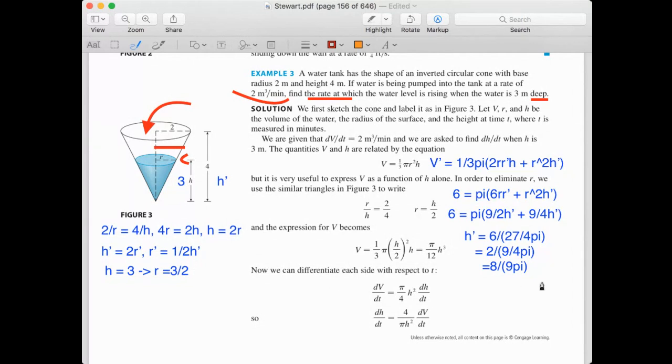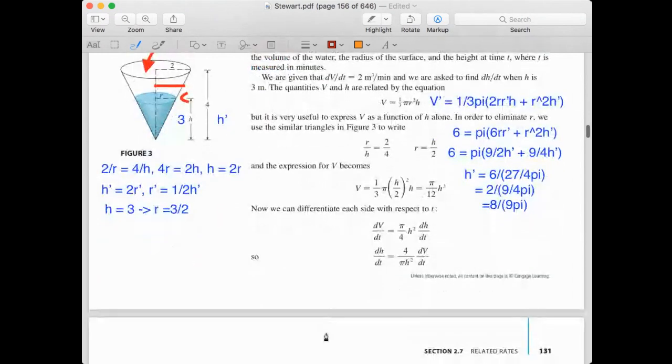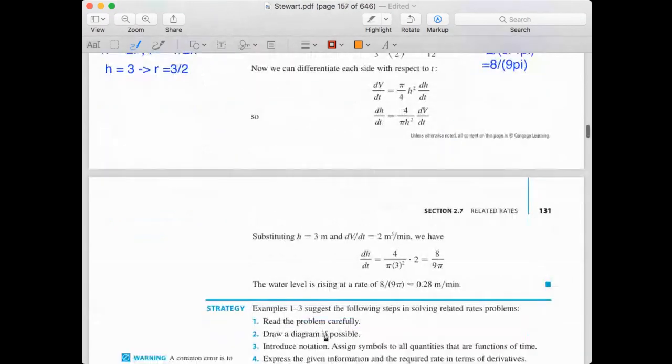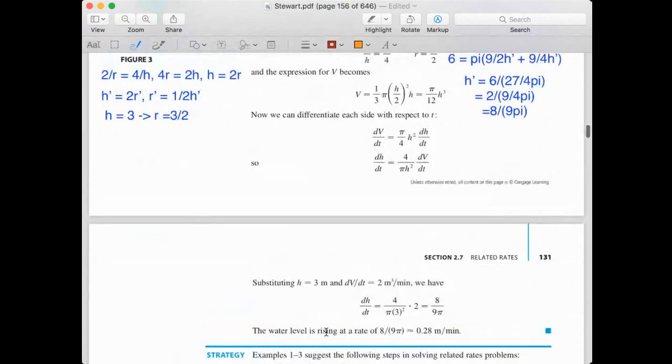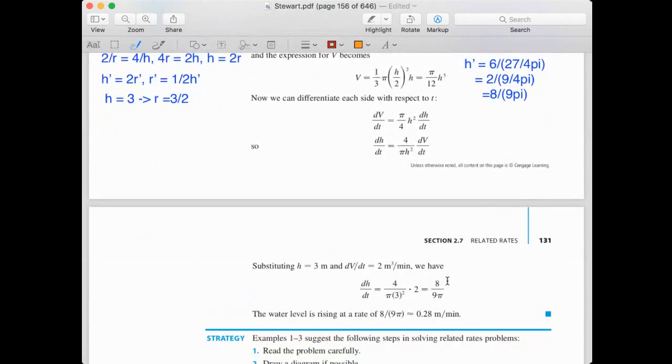Hold on one second. Maybe I made a mistake somewhere. Let's see, h prime, 6 divided by this. Let's see the answer of the book. 8 over 9 pi. It's right. My answer is right. Okay, the book has 8 over 9 pi. It's the right answer.